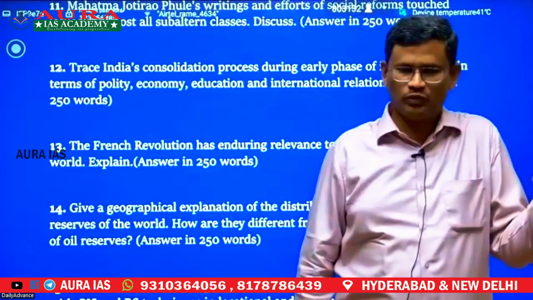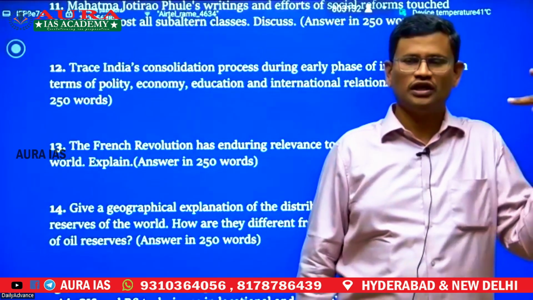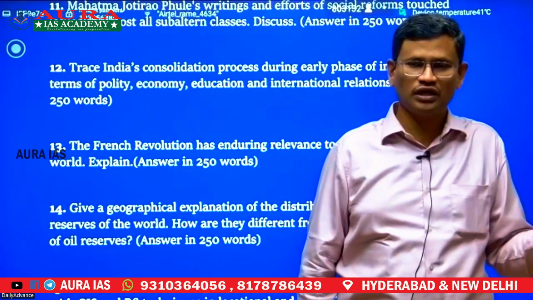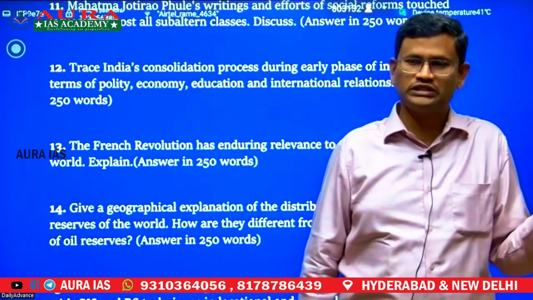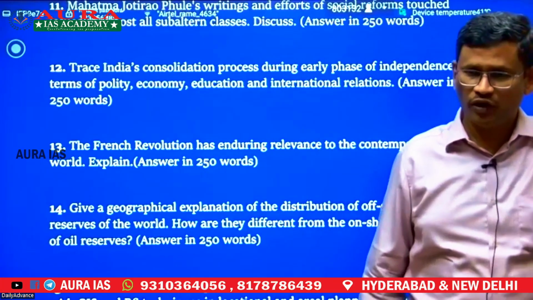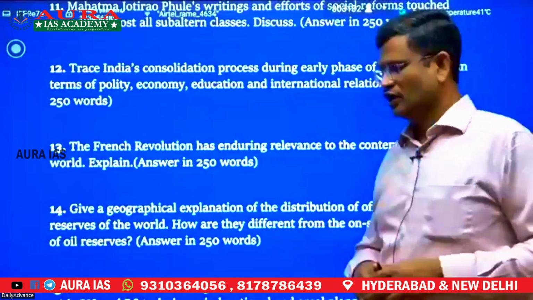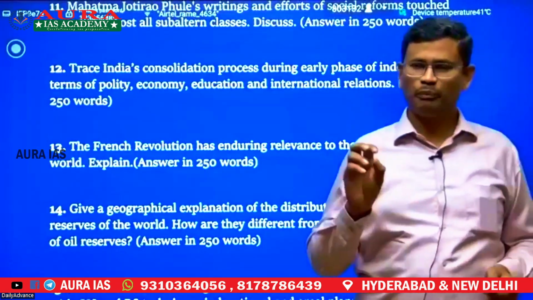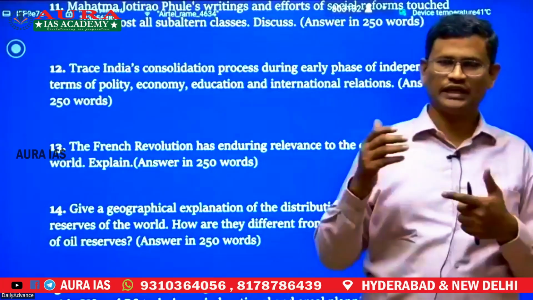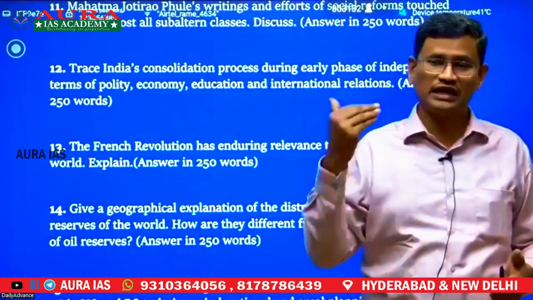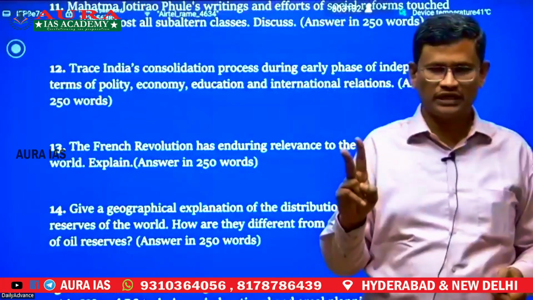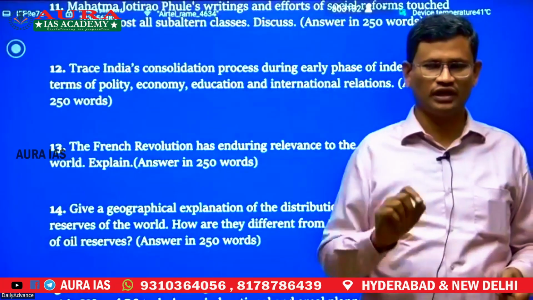So a parliamentary democracy, a federal constitution, a secular nation state, they are all aimed at protecting and promoting the unity and integrity of India. This is in terms of polity. Then in terms of international relations, Nehru came up with a policy called Panchashil, dealing with the neighbors. Then he also came up with the non-aligned movement. So these are two important pillars in the foreign policy of India.